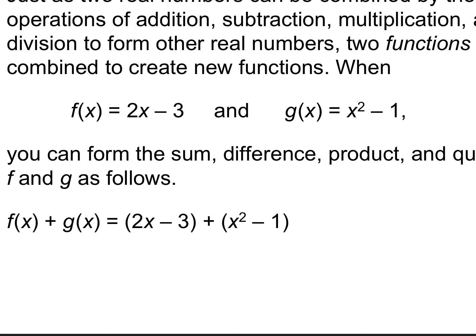Remember, when we are adding expressions, get rid of the parentheses, combine like terms. So that's 2x minus 3 plus x squared minus 1. From here, we're just combining like terms and putting this in standard form. So that's going to give us f of x plus g of x is equal to x squared plus 2x minus 4.